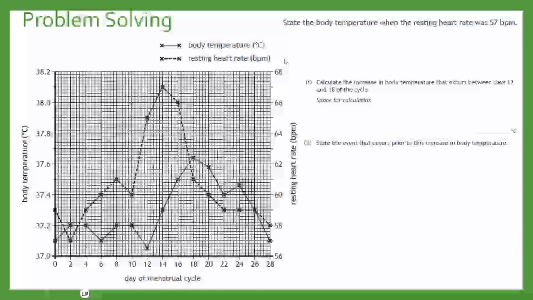So we're reading from this side of the graph. This line here is our 57 mark. So let's go along until we find the dotted line on the 57 beats per minute point. Okay. Once we have that, we want to go up to where it meets the solid line, the body temperature, which we then read from this side of the graph. So should work out as 37.2 degrees. So when the heart rate was 57, the temperature was 37.2. So up and down.